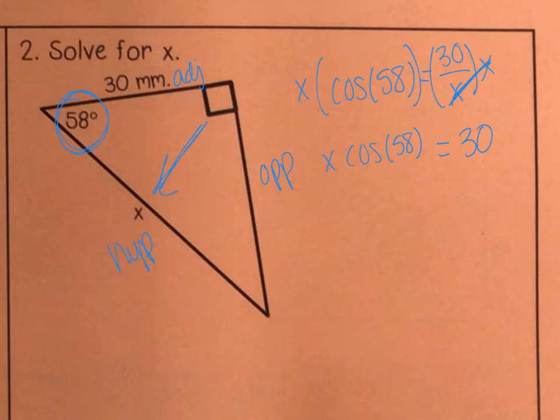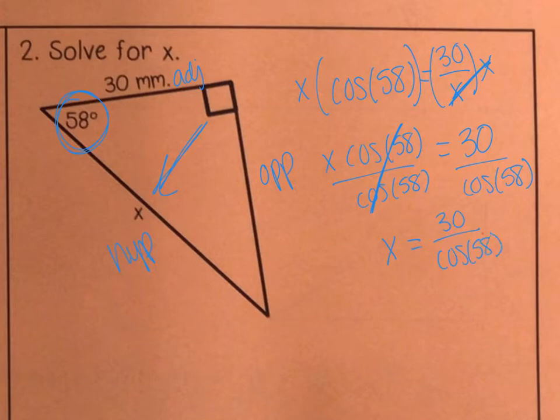All right, so Mike, is x the only thing on its side of the equal sign? No. All right, so what do I need to do? You divide by cosine 58 on each side. Very good, divide by cosine 58 on each side. Okay, so on this side they cancel, and I'm just left with x, and then I bring it down on the other side. So 30 divided by cosine 58. x equals 56.6.